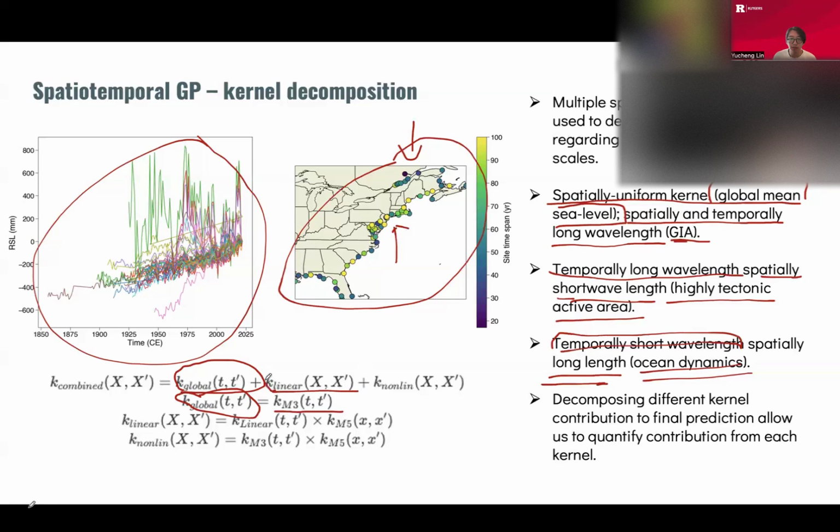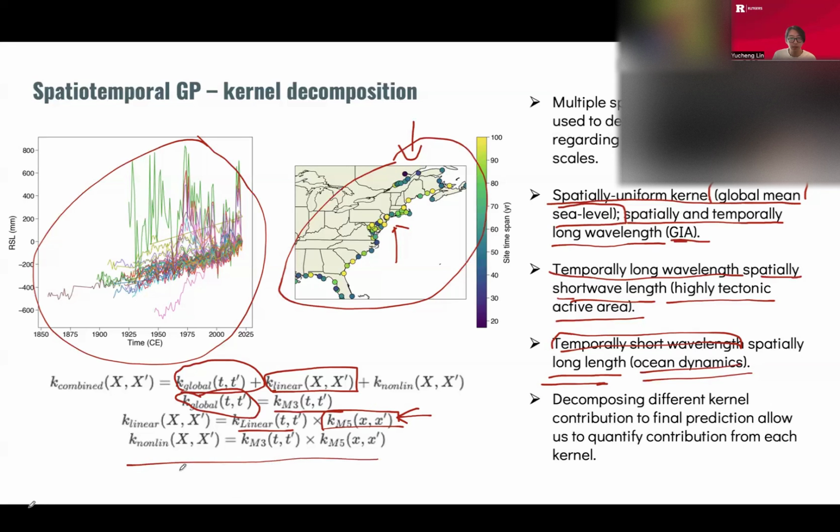So here you can see we use a temporally linear but spatially varying kernel to describe the long-term process. If we think about the last 150 years, we can consider GIA, the vertical land motion caused by GIA, as a temporally linear process. And we can think about this spatially varying signal as a spatially varying kernel.